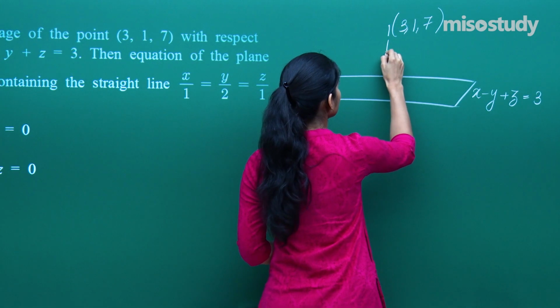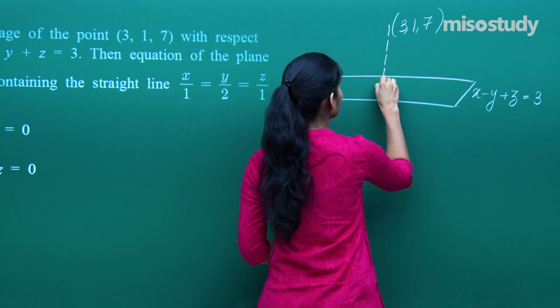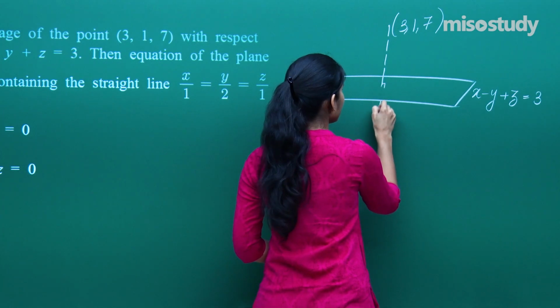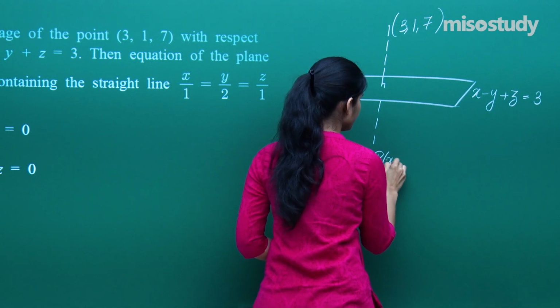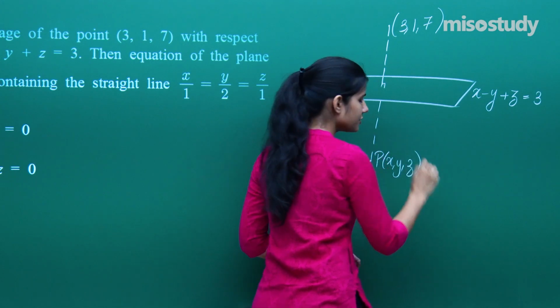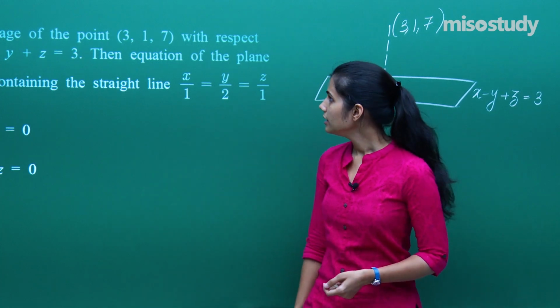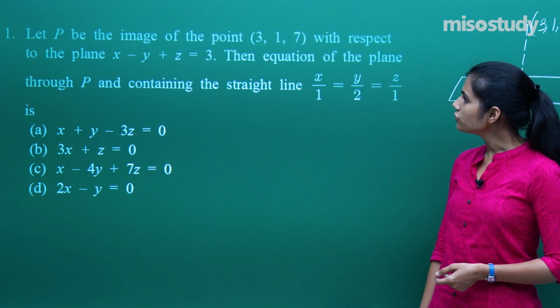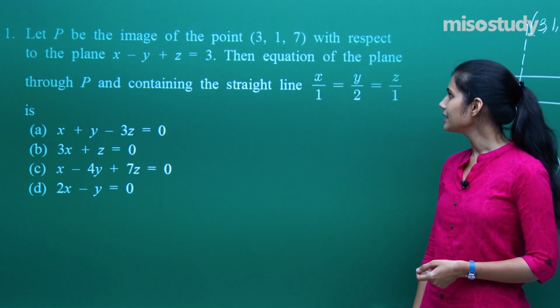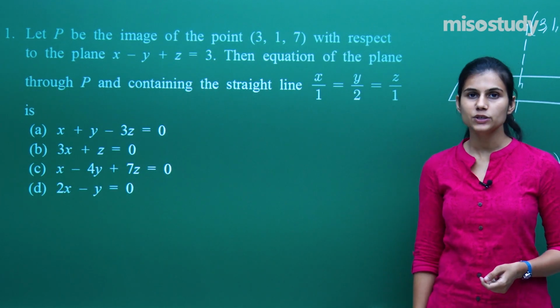Now, this is the perpendicular drawn from the point to the plane, and I want to talk about its image. Say it's point P (x, y, z). Fine. Let P be the image of this particular point with this plane, then what is the equation of the plane passing through P and containing this particular straight line?